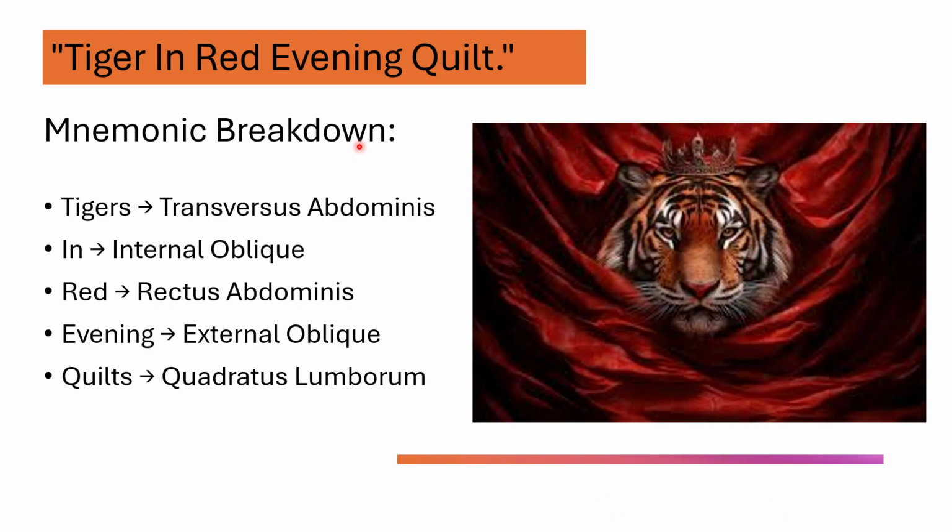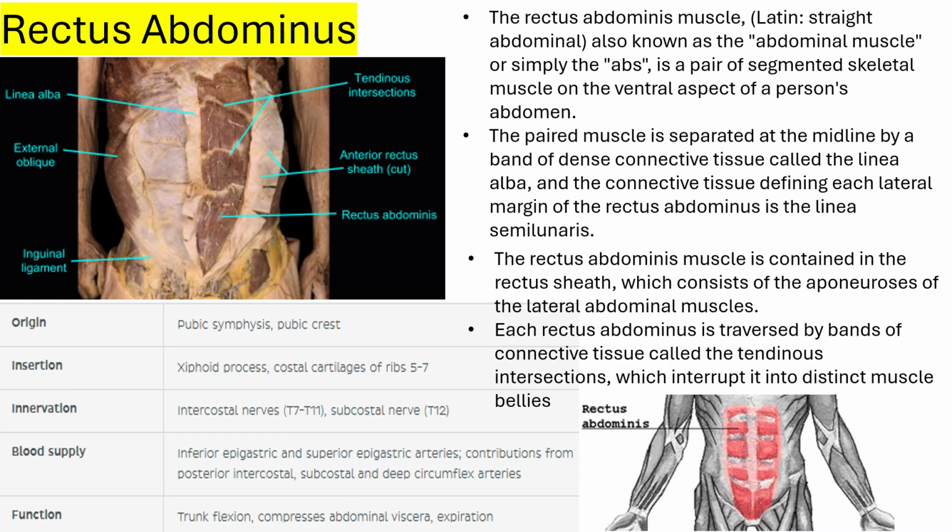So the mnemonic breakdown for the abdominal muscles is "Tiger in Red, Evening Quilt." Tiger stands for transversus abdominis. In is internal oblique. Red is rectus abdominis. Evening is external oblique. Quilt is quadratus lumborum. All right, so let's start with rectus abdominis.